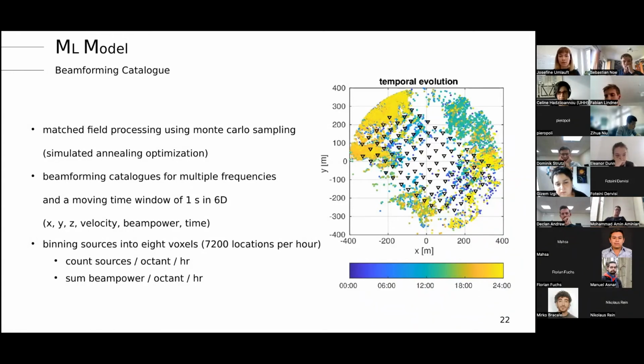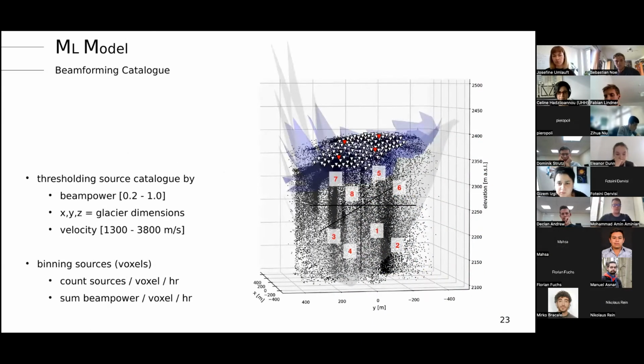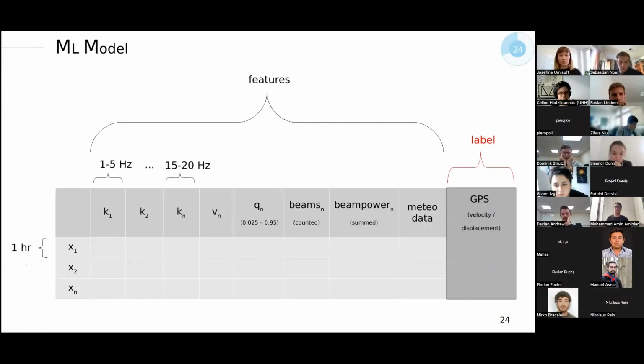And we came up with the following solution. We divided our glacier into 8 different voxels, with 4 of them being close to the bedrock and the other 4 being at the surface of the ice. And for each of these voxels and for each hour, to align with the GPS displacement, we count the amount of sources, and we also sum their beam power to have a quality factor as well. And that would be our features in the end that we can use for the machine learning model.